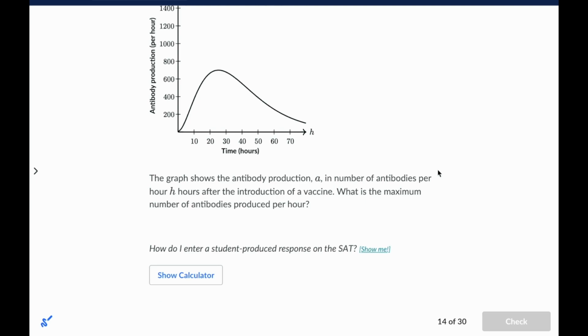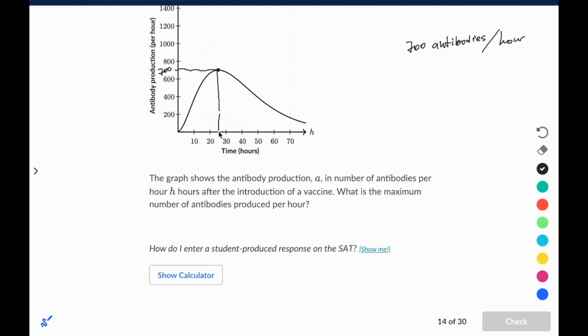Okay, so first of all, let's find the maximum speed, antibody production per hour. Well, we can see that the maximum is somewhere here. So the maximum speed is 700, so 700 antibodies per hour. And it is done for how much? It is done for 25 hours. So it would be 700 multiplied by 25, which would give us 14,000 plus 3,500, which should give us 17,500.